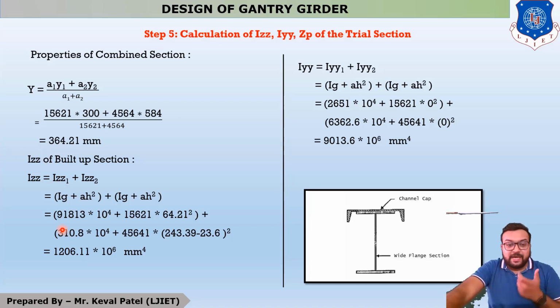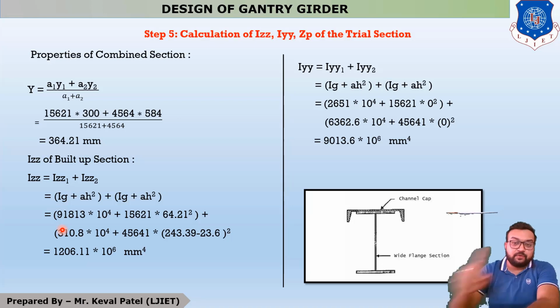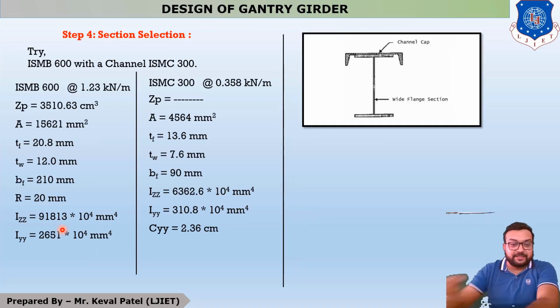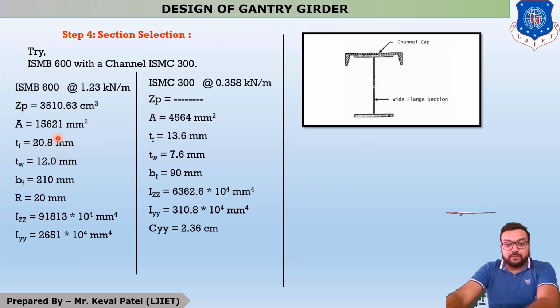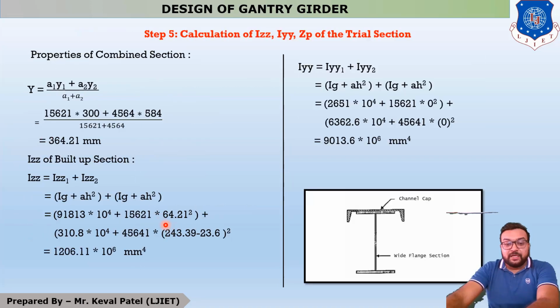Now you can see that for Ixx, our first section is the I section. So for the I section your Ig is 91813 into 10 raised to 4 plus A, which means sectional area. The sectional area of our I section is 15621, so it is 15621 into h square. Now what is h square?